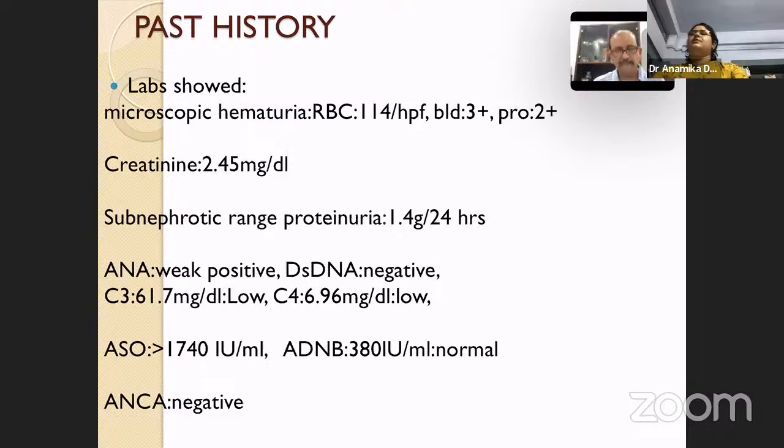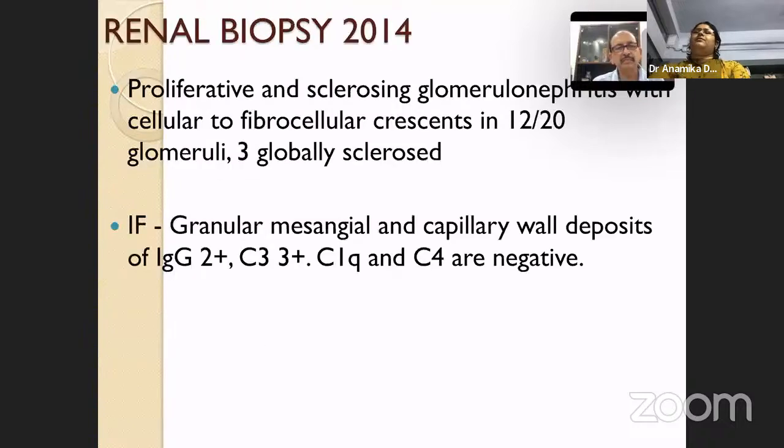At that point of time, her ANA was weak positive, dsDNA was negative, complement C3 was low, 61.7, and C4 was 6.96, which was also low. Her ASO titers were elevated, more than 1740 international units per ml, and anti-DNase B was normal. ANCA was negative.